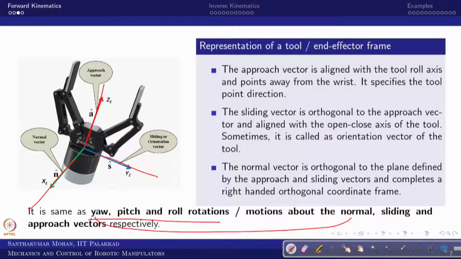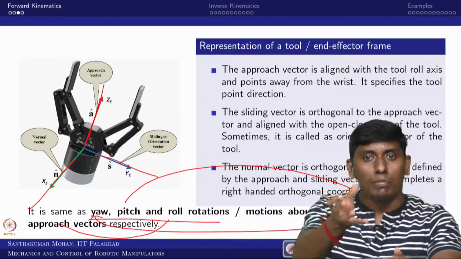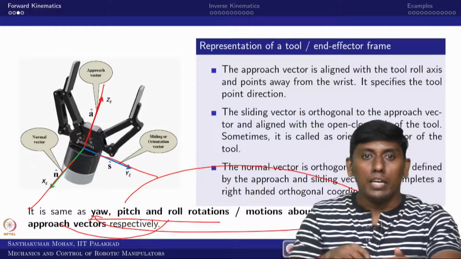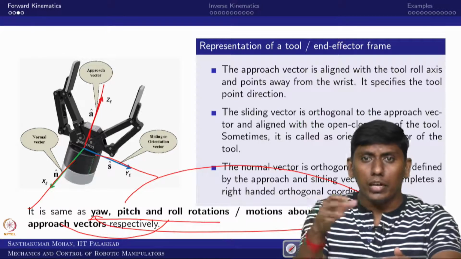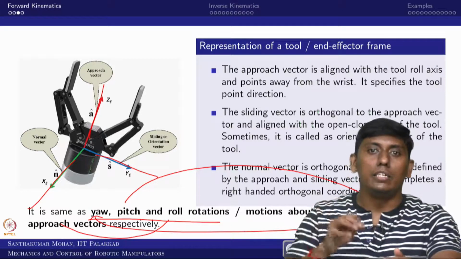So the normal would be yaw, the sliding would be pitch, and the approach would be the roll. This is a localized coordinate frame. The bank is the roll, and then pitch, and then heading, all those terms can be brought in. Now you are holding your gripper and you want to move it; this is yaw, this is roll, and this is pitch. All three combined: you are yawing about x, pitching about y, and rolling about the z axis.